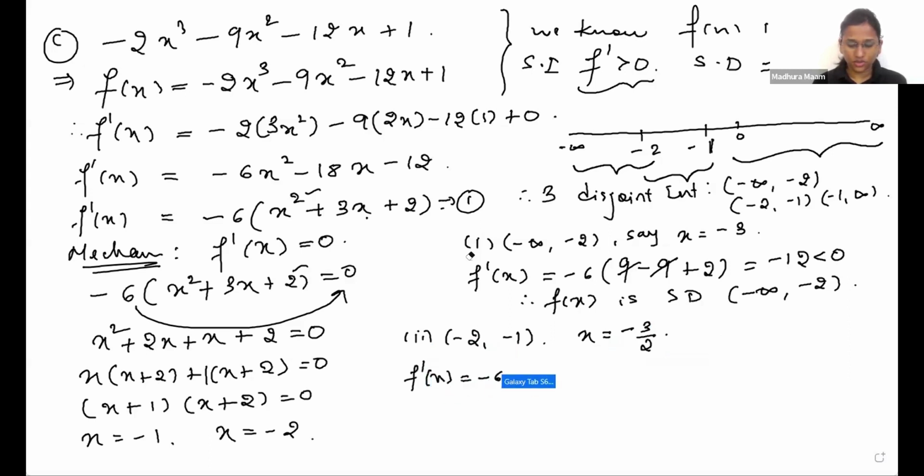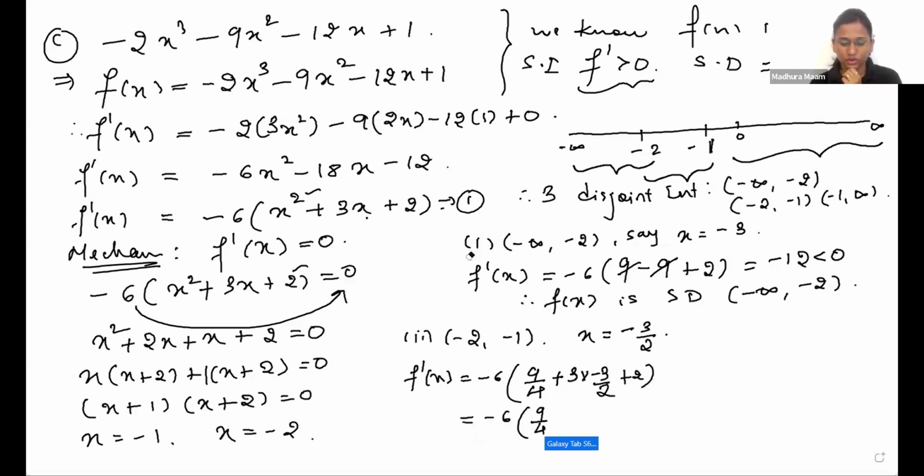So this is minus 6. X square, minus 3 by 2 whole square, how much is it? 9 by 4. Minus sorry plus 3 into minus 3 by 2. This is plus 2. Okay. So this is minus 6, and this is 9 by 4 minus 9 by 2 plus 2. Correct? So take the LCM and solve. How much does it come, this minus 6? What is the LCM here? 4 is the LCM. Is that correct?